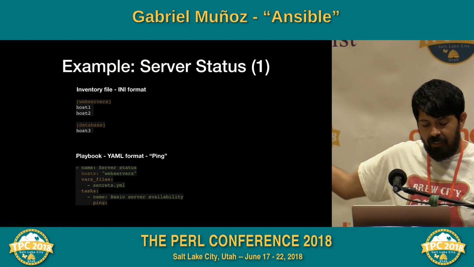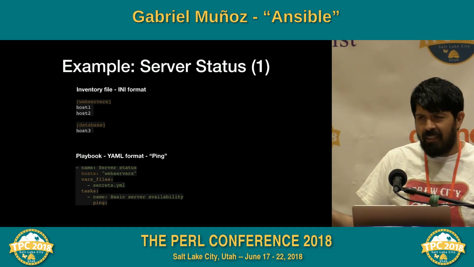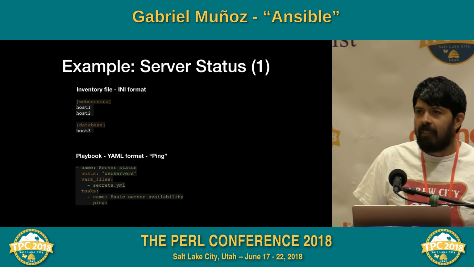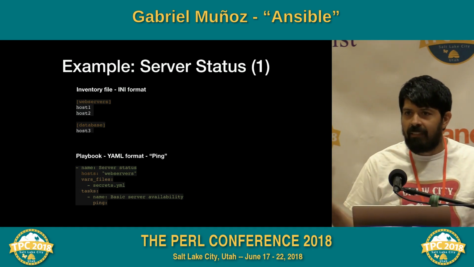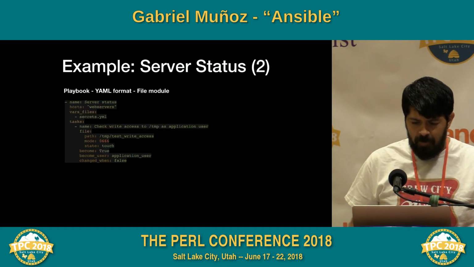So you see that the name again is something that I gave it. I just gave it basic server availability. And ping is something built in. It's not actually ping, so it's not doing a network thing. It's actually kind of a built-in Ansible thing that says, hey, are things okay when I connect to the server? And that's it. Let's go to a second example here.